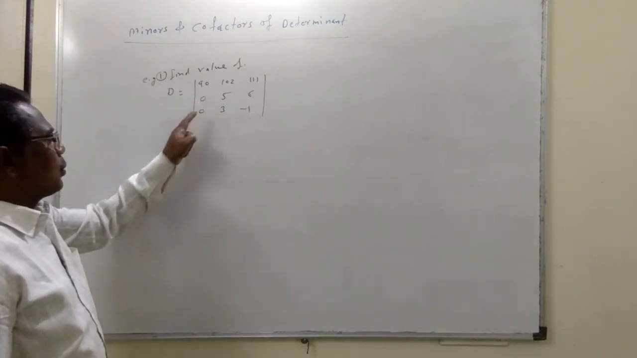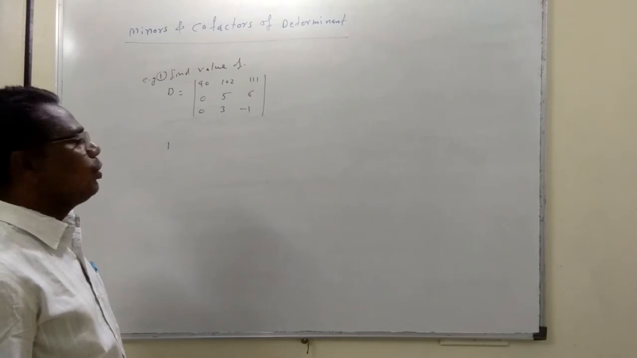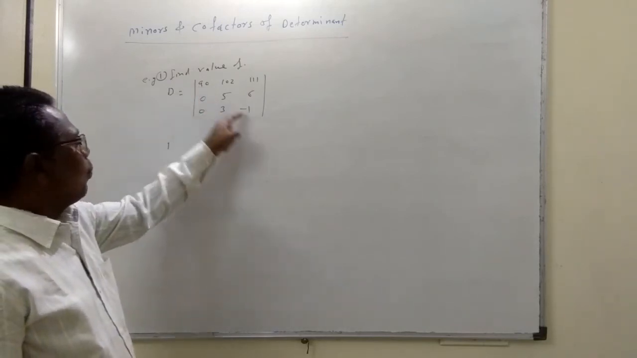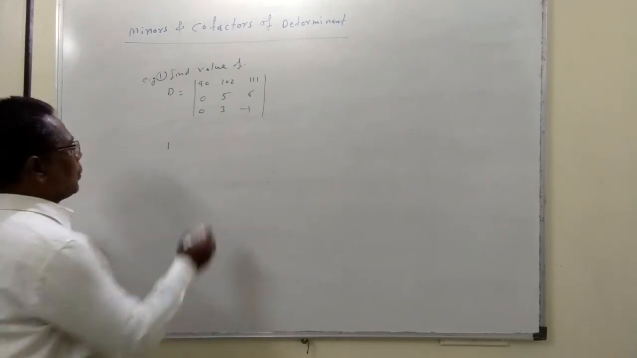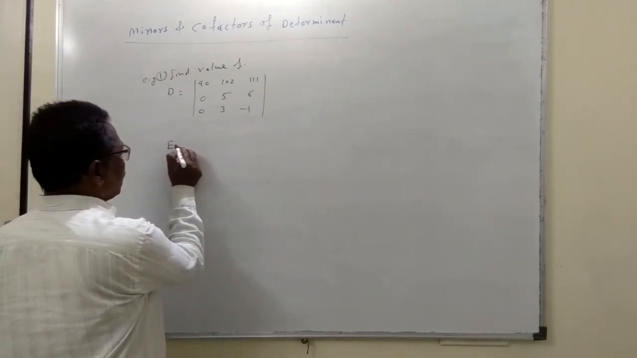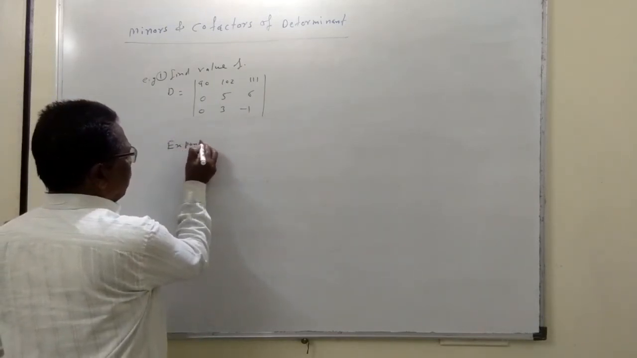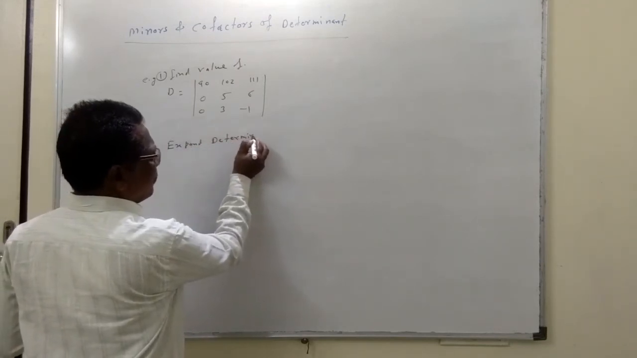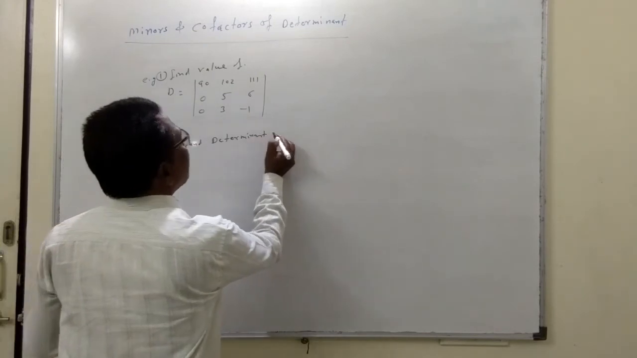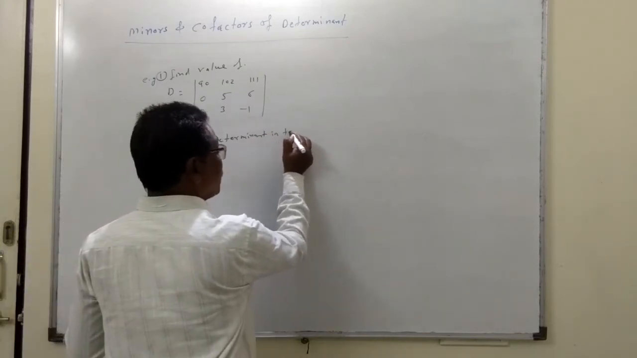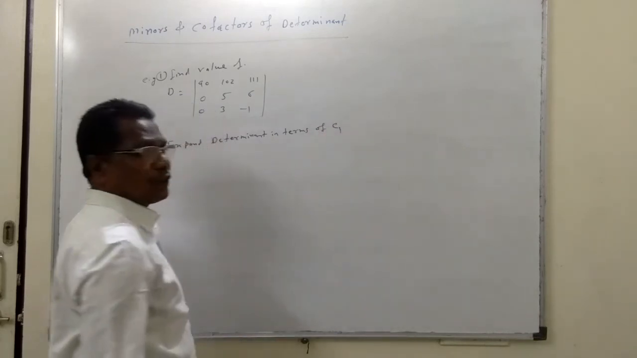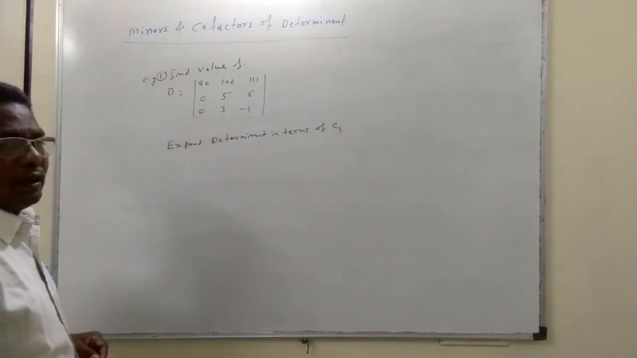But here, as two elements in the first column are 0, if we expand in terms of the first column, only one cofactor we need to consider. So we will expand to reduce the time. Expand the determinant in terms of C1. So we will expand in terms of the first column.